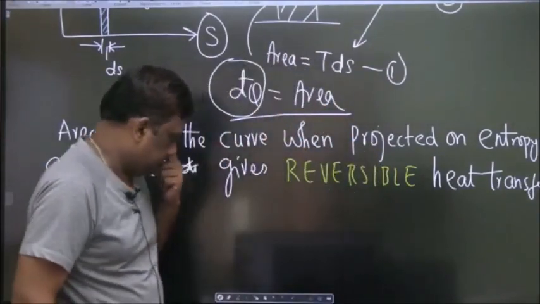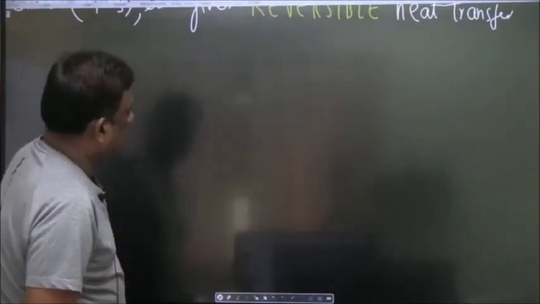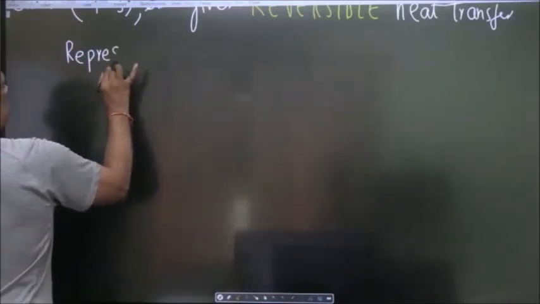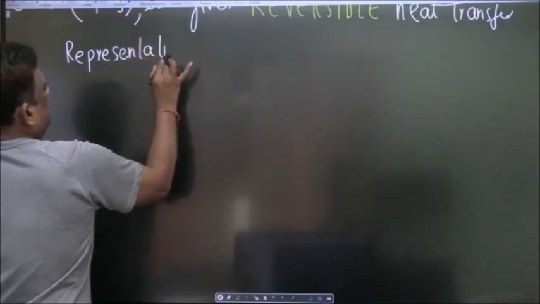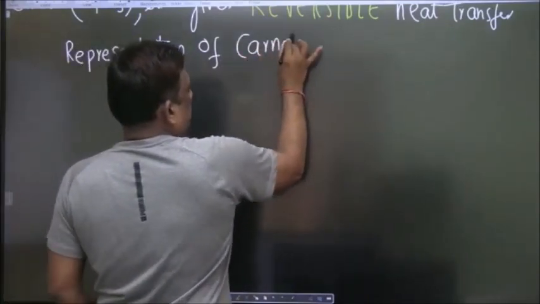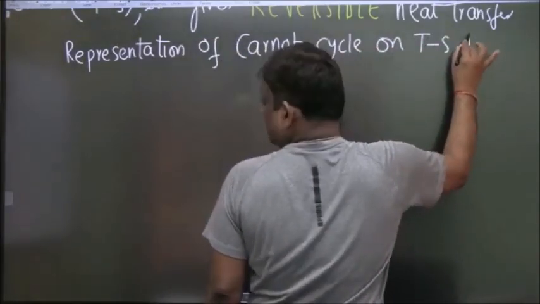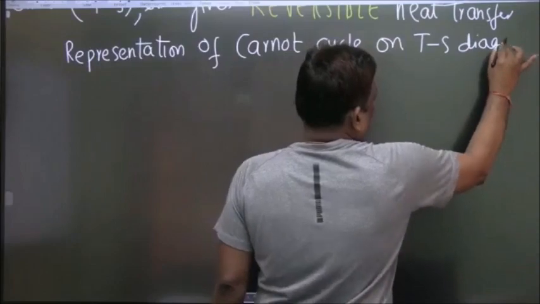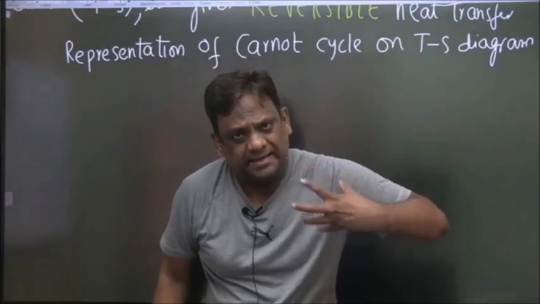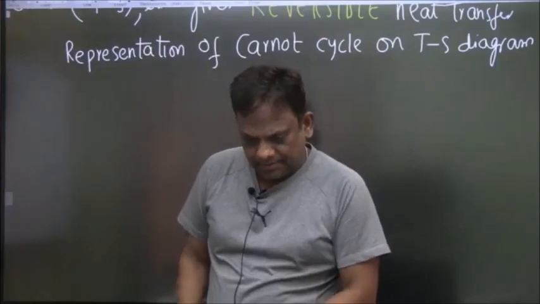Very good. Now let's see the representation of the Carnot cycle on the TS diagram. Let us represent the Carnot cycle on the TS diagram. Already we have represented the Carnot cycle on entropy depends on temperature.